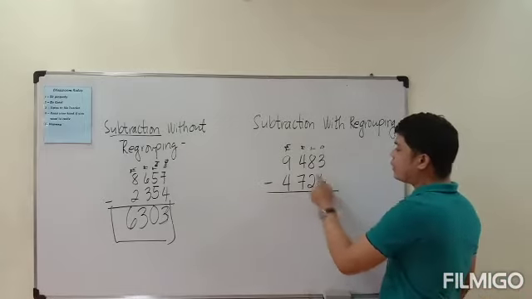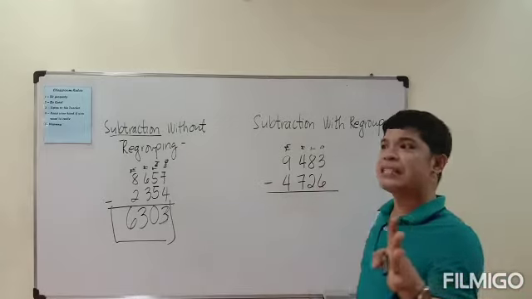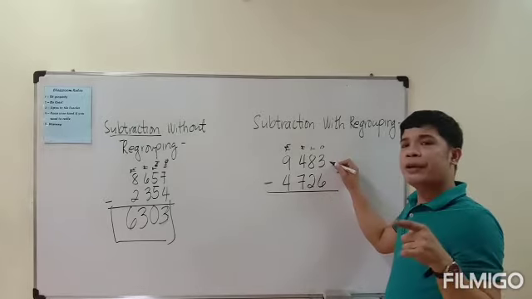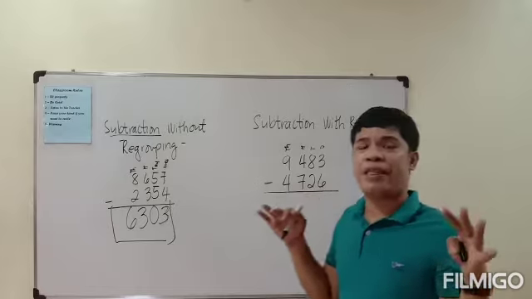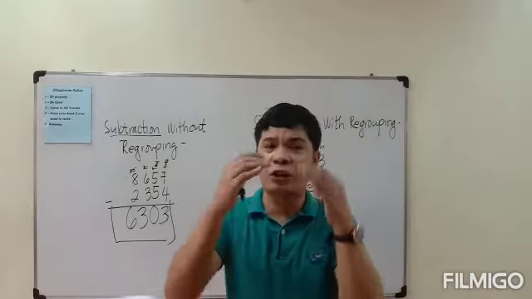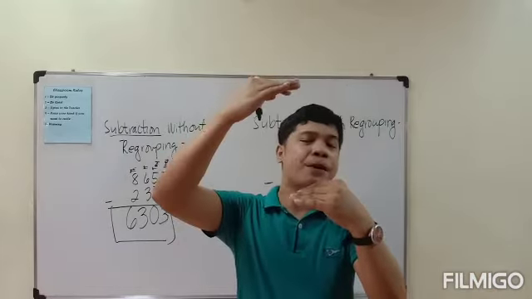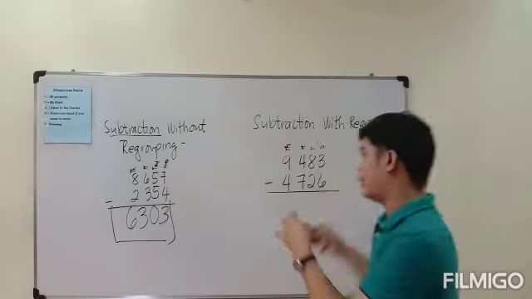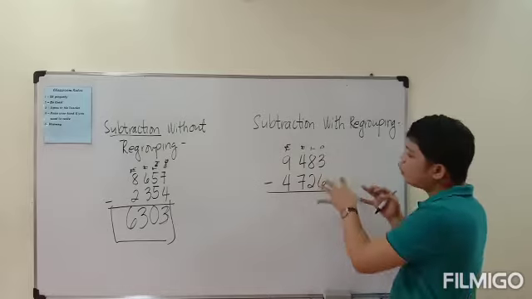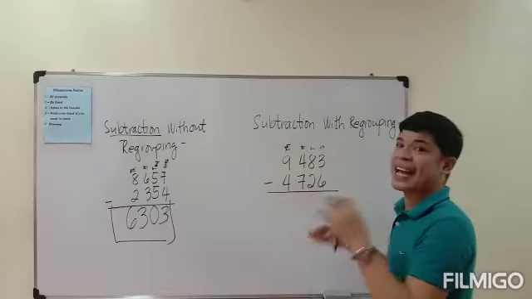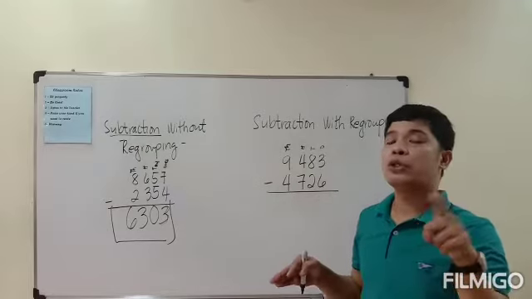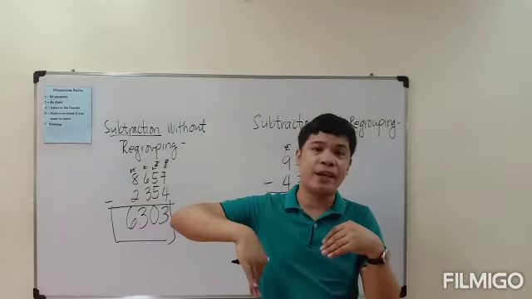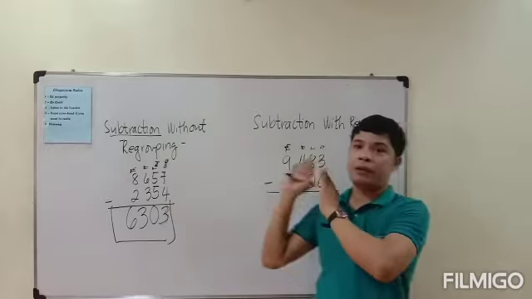So 3 minus 6. Now, class, as you see here, your minuend is smaller than your subtrahend. So for now, you make sure that your upper number is bigger than your lower number here. Since 3 minus 6 cannot be, you will borrow from your next number, going to your left number, okay?